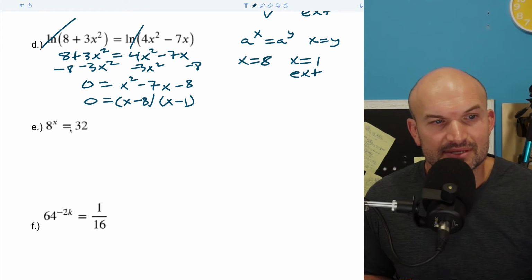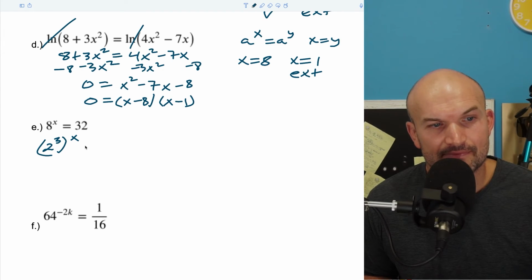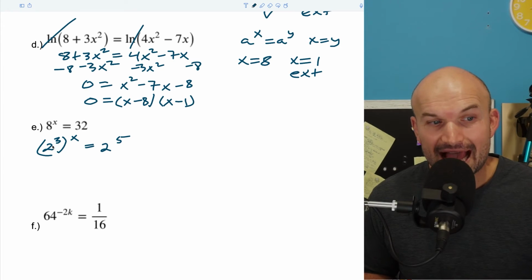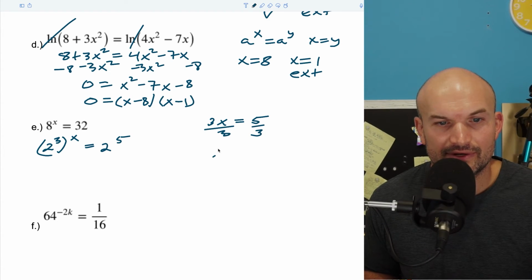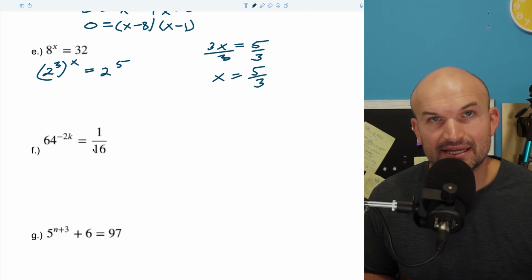So in this case, what I'm simply going to do is see how I can rewrite 8 and 32 with the same base. To rewrite 8, I can rewrite that as 2 cubed raised to the x, and 32, I can rewrite as 2 to the 5th power. Now you can see that they have the same base. So now I can write the equation 3x is going to equal 5, divide by 3, x is going to equal 5/3.